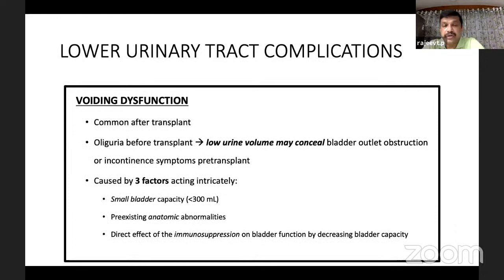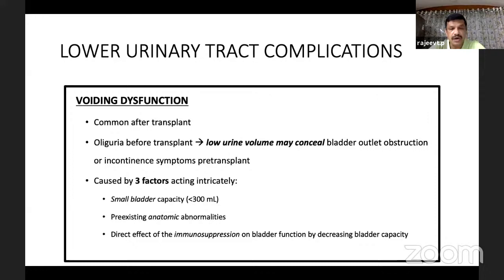Lower urinary tract complications are also found in transplant recipients because some of the transplant recipients are in the older age group. So voiding dysfunctions are common after transplant. Oliguria before transplant, that is the low urine volume, may conceal a pre-existing bladder outlet obstruction or incontinence.